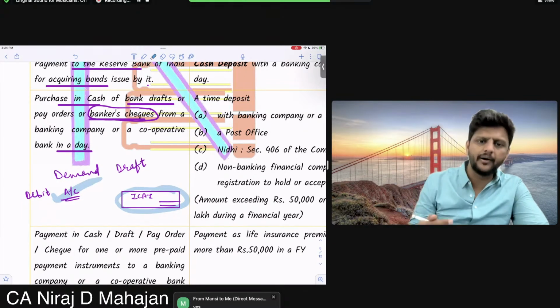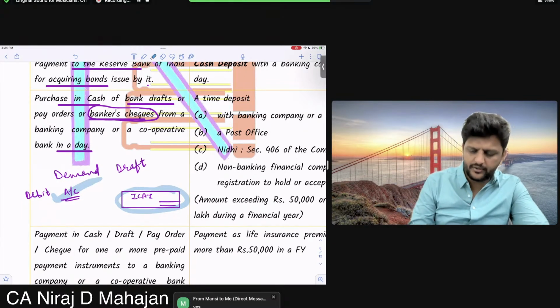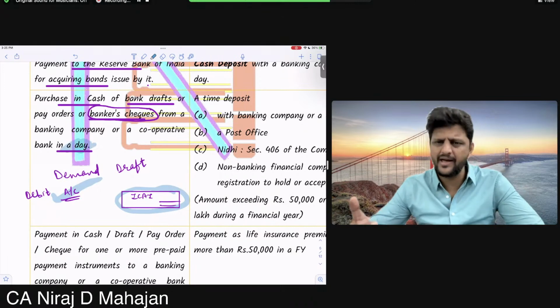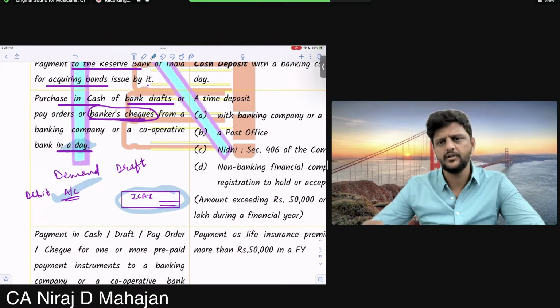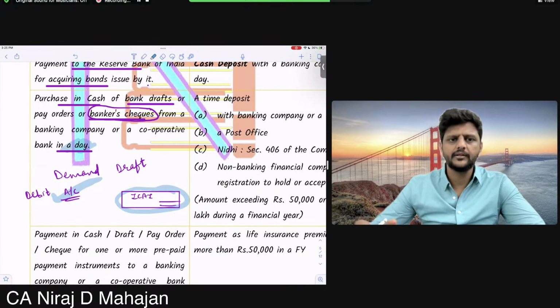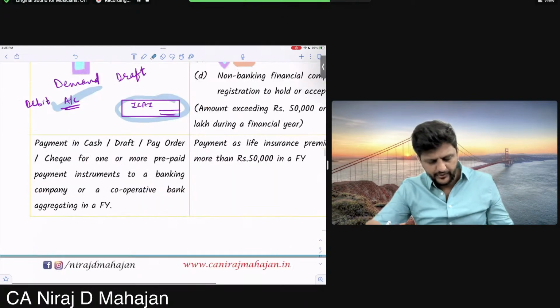So if you buy a demand draft, that means you are making a demand draft of more than rupees 50,000 in a day, or the same thing, pay orders or banker's check, it is a similar thing. It will be honored by the bank. That amount, बच्चों, in that case again PAN is required.